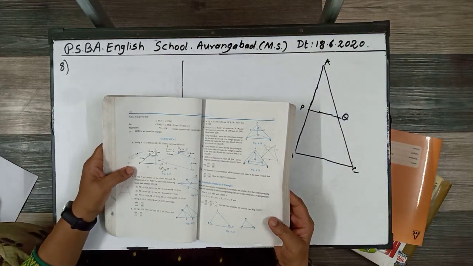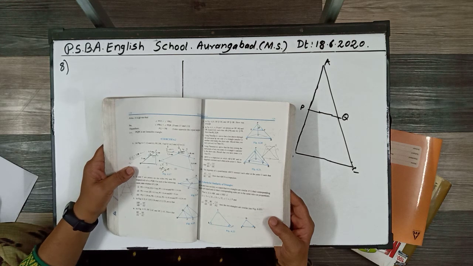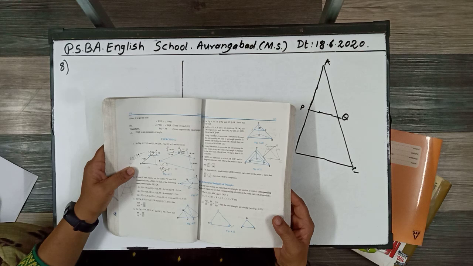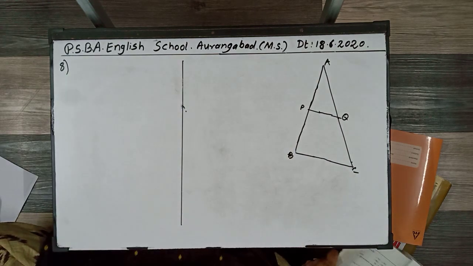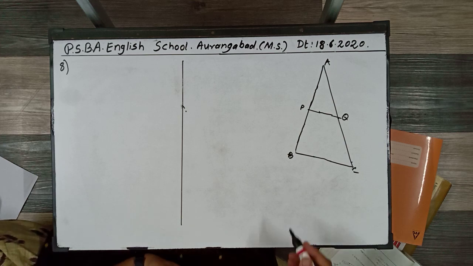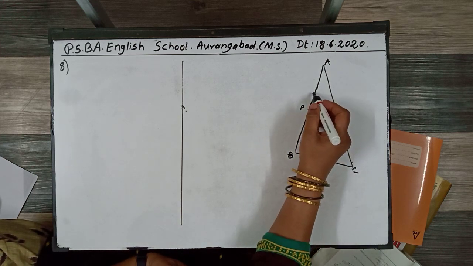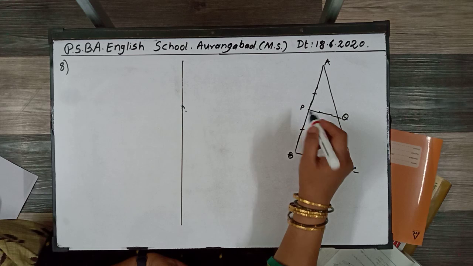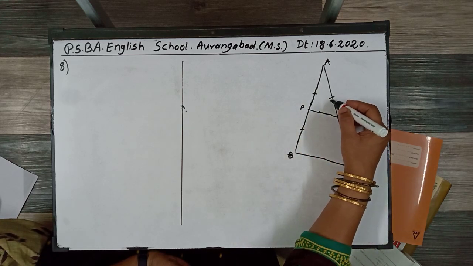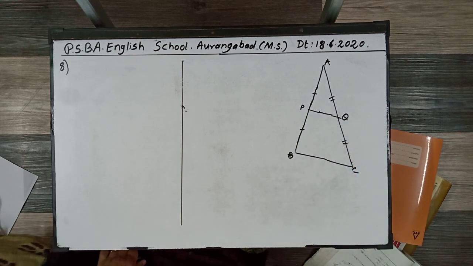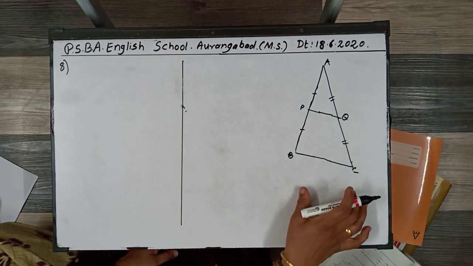Now children, question number 8, using Theorem 6.2. Theorem 6.2 is nothing but the converse of BPT. Prove that the line joining the midpoints of any two sides of a triangle is parallel to the third side. That means what is given to us? The same figure we are going to use. Here P is the midpoint of AB, therefore AP is equal to BP. And Q is the midpoint of AC, that is also given to us. So AQ is equal to CQ. We have to prove that PQ is parallel to BC.